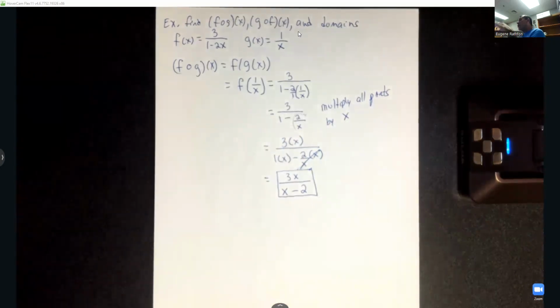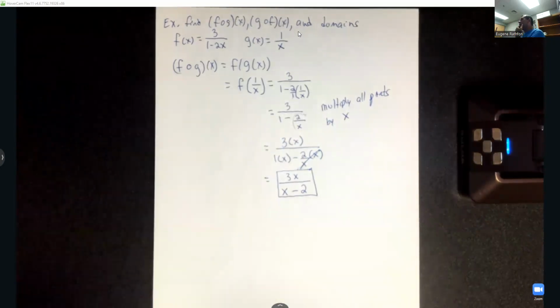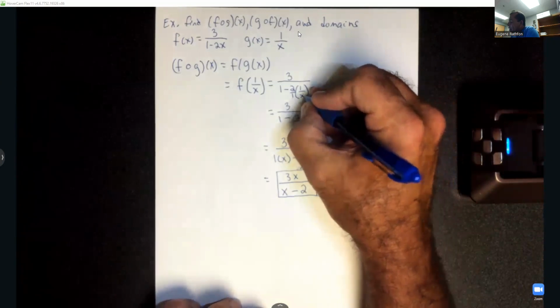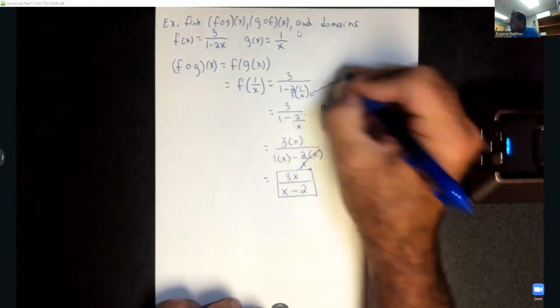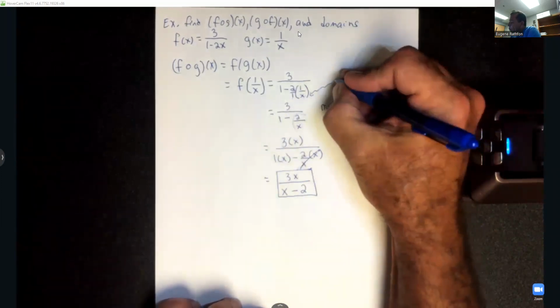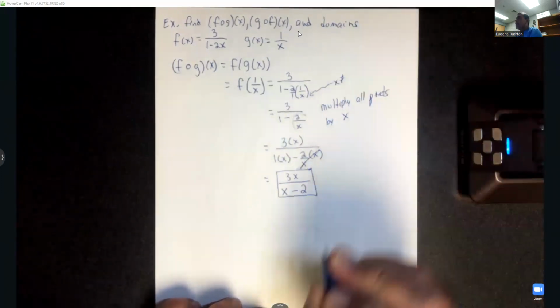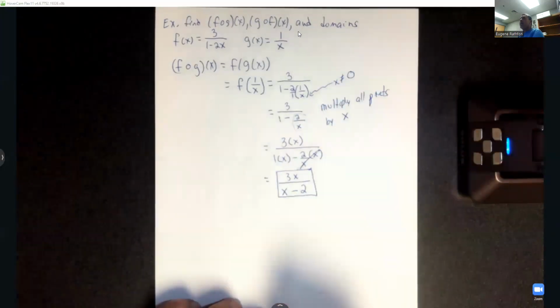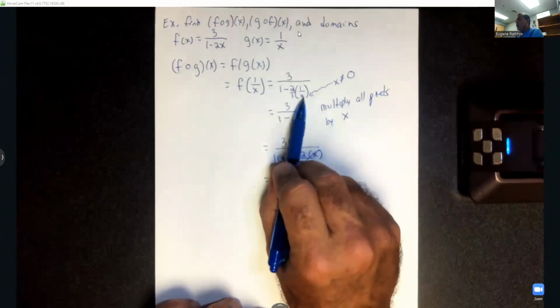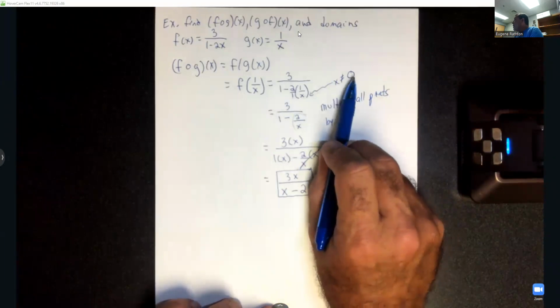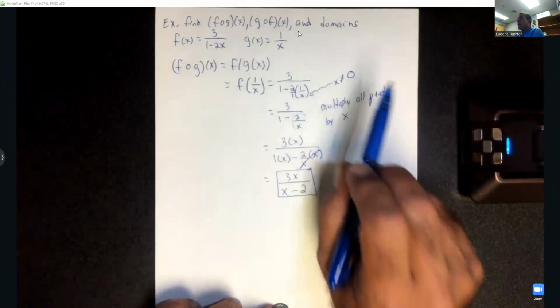So I'll show y'all how I'm going to do this first domain, and then we'll play with the second one, okay? So the first thing, if I put a certain number into that bottom, that would make that undefined. So right here, x cannot equal what? It cannot equal a 0. Because if I put a 0 in here, 1 divided by 0 is undefined. So the first number I definitely got to kick out is a 0.